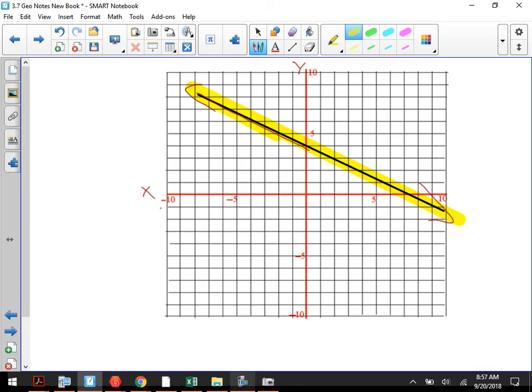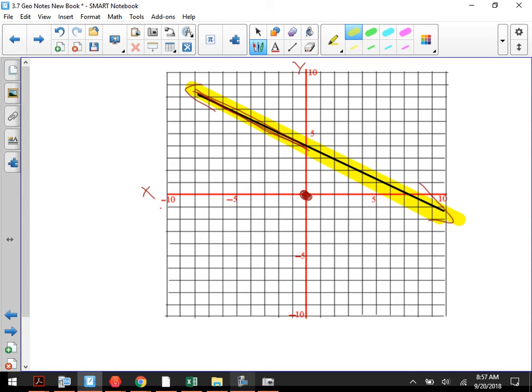When it crosses the y-axis, what's the value of x? What's this right here? 0. When it crosses the y-axis, what's the value of x? What's this number here? 0.